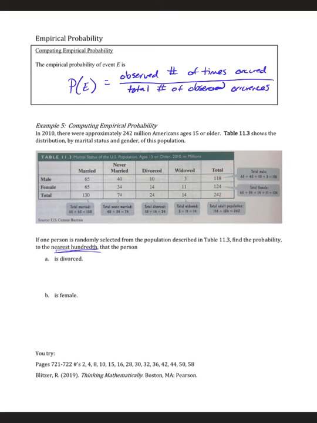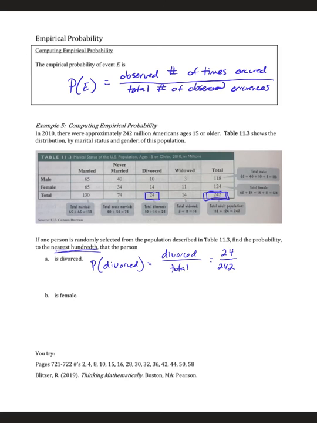So what we want to do is start with the number of divorced. You can see that there are 24 divorced people, male and female, and then we want to go out of the total amount. And you can see that this chart has all the totals. This 242 represents the total number. So we want to find the probability of someone being divorced. So we want to take the number of divorced people and divide it by the total, which would be 24 out of 242, because we have 24 divorced, 242 total.